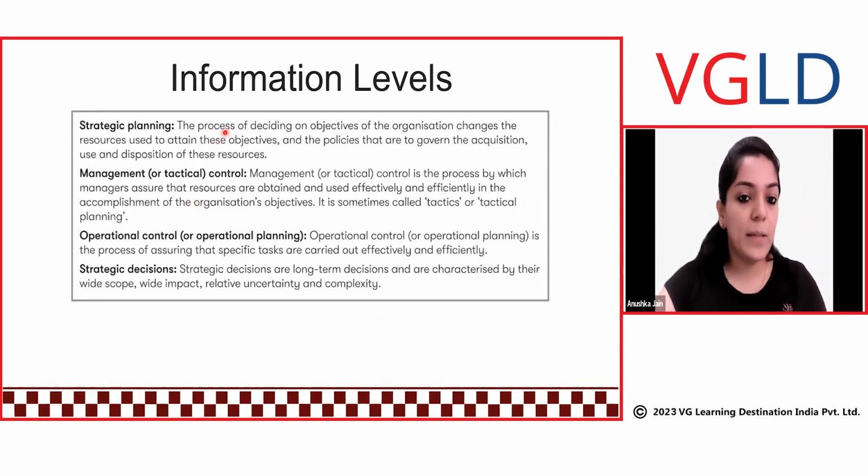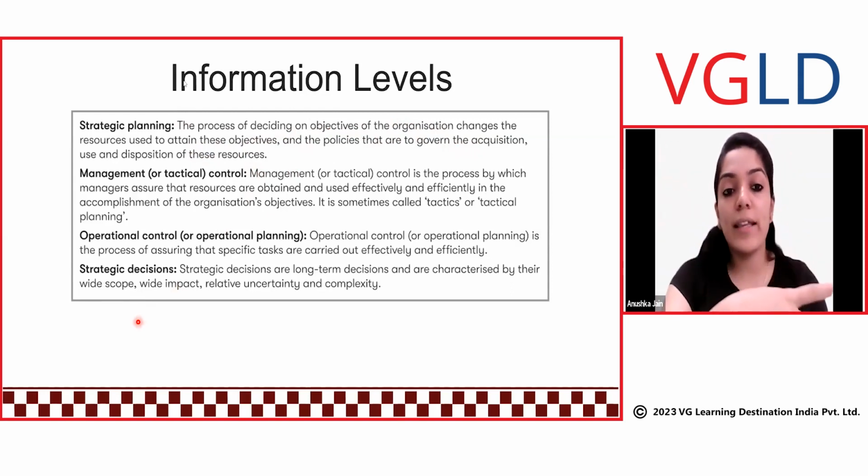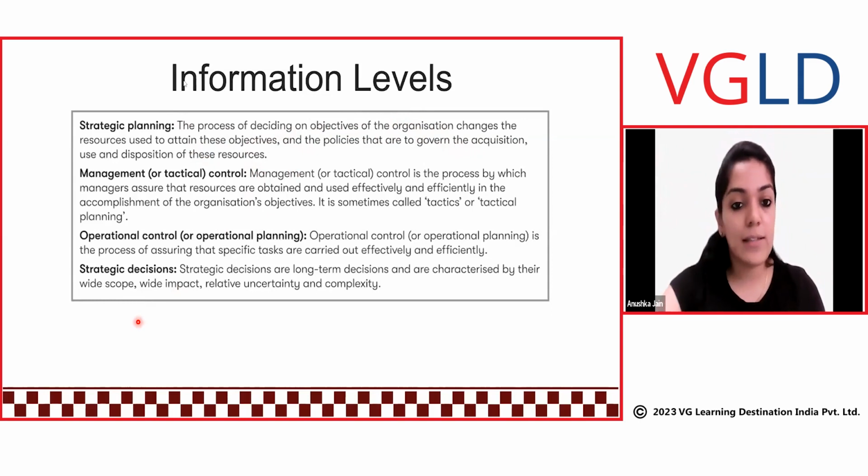Strategic planning. The process of deciding on objectives of the organization, changes in these objectives, the resources used to achieve these objectives, and the policies that are to govern the acquisition, use, and disposition of these resources. Very complicated language. In short, it is saying that people at the strategic level are involved in taking long-term decisions of the company, and more or less they are about the objectives, why the company is working. Okay, so that is what it says.